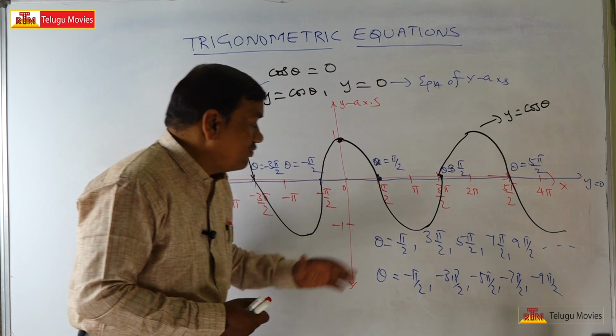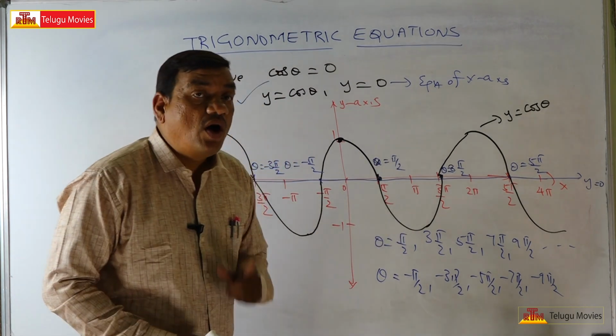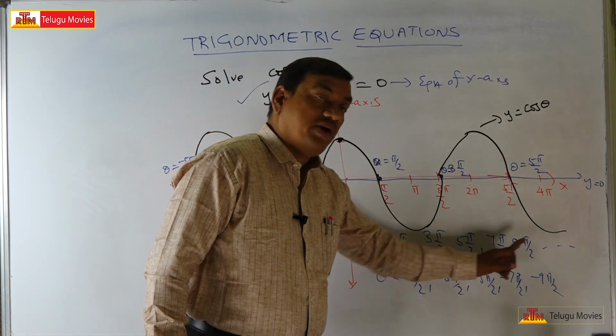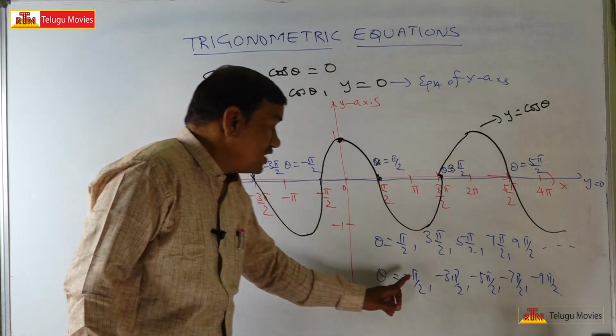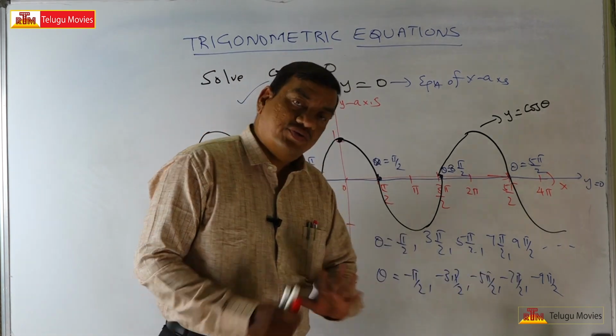What is the common thing you are observing? In every solution you have pi by 2. Here also pi by 2.